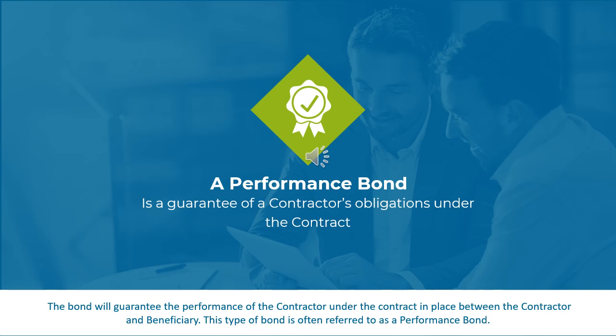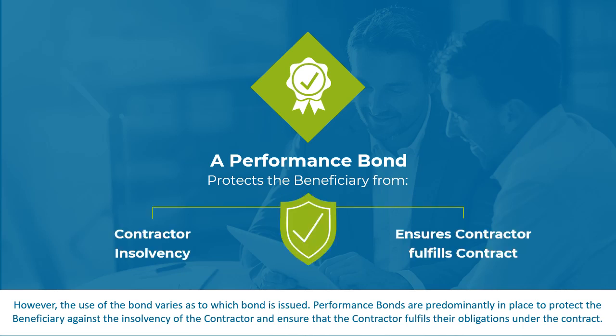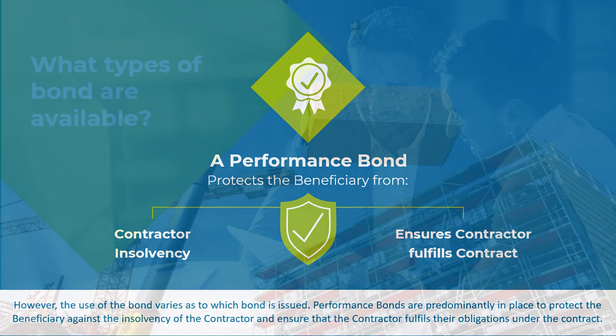The bond will guarantee the performance of the contractor under the contract in place between the contractor and beneficiary. This type of bond is often referred to as a performance bond. However, the use of the bond varies as to which bond is issued. Performance bonds are predominantly in place to protect the beneficiary against the insolvency of the contractor and ensure that the contractor fulfills their obligations under the contract.